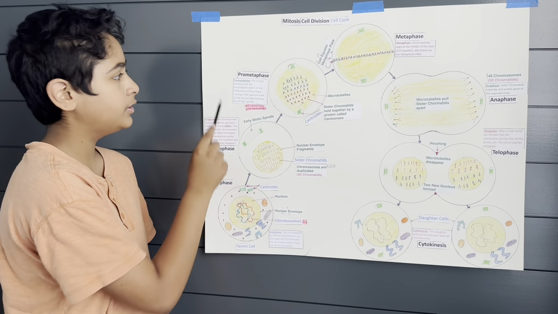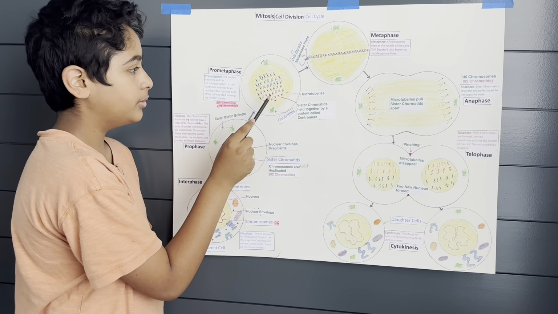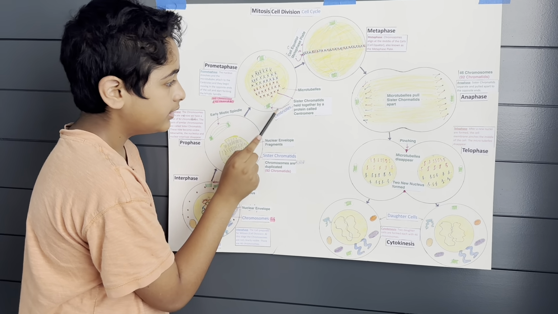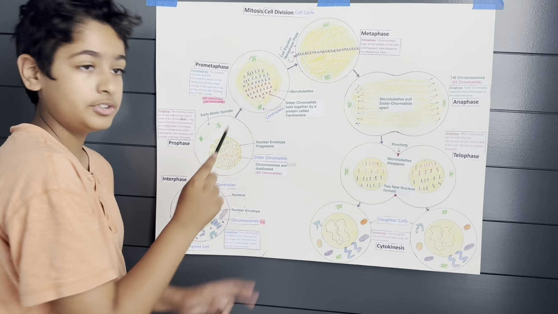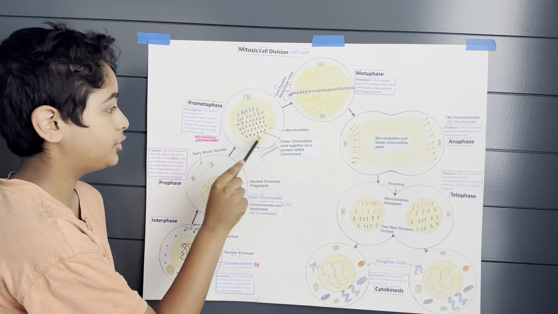Now we'll move on to the prometaphase. The prometaphase is where the chromosomes are now paired up with a protein, and this is called the centromere. Here, the two sister chromatids that we saw over here are now being paired with a protein called the centromere.